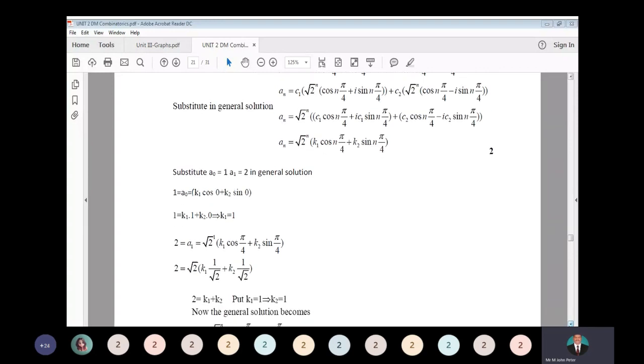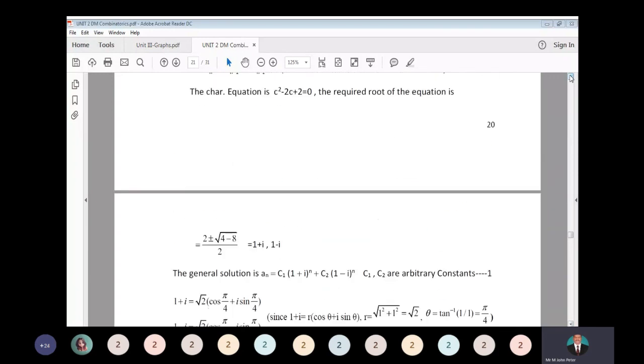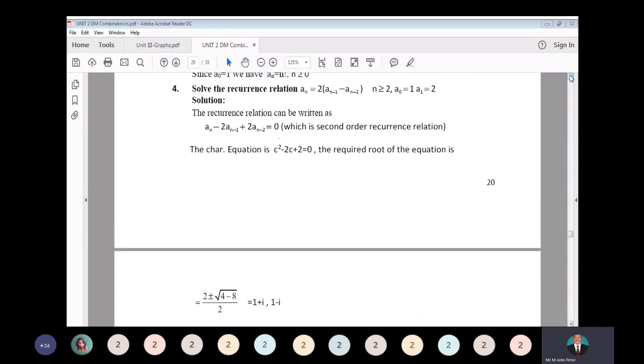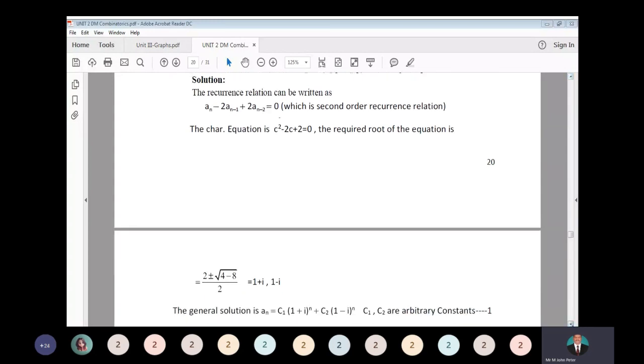Now substitute a_0 = 1 and a_1 = 2 in the general solution, which are the boundary conditions given in the problem. Using that, you will get the constants.